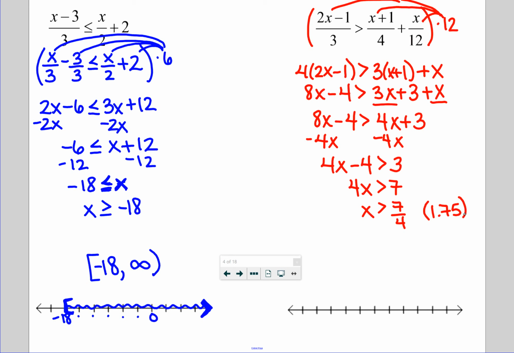So sometimes that's helpful to graph it on the number line. So 0, 1, and 2, 1.75 is where we want to make our point. Our x values are everything greater than 7/4. So we shade to the right, and it was greater than, not greater than or equal to, so we use a parentheses. The solution in interval notation is 7/4 with a parentheses to infinity.